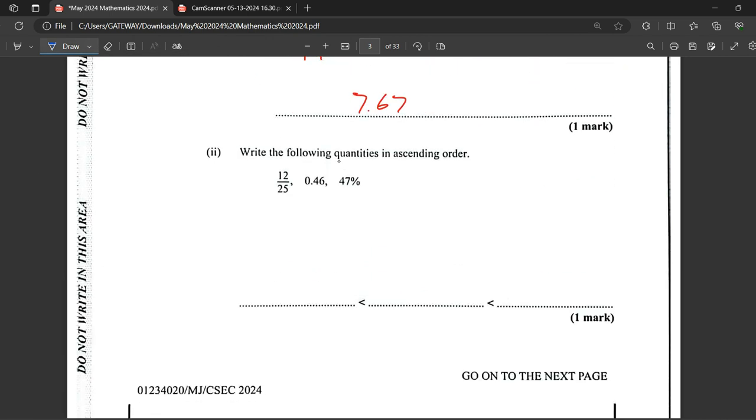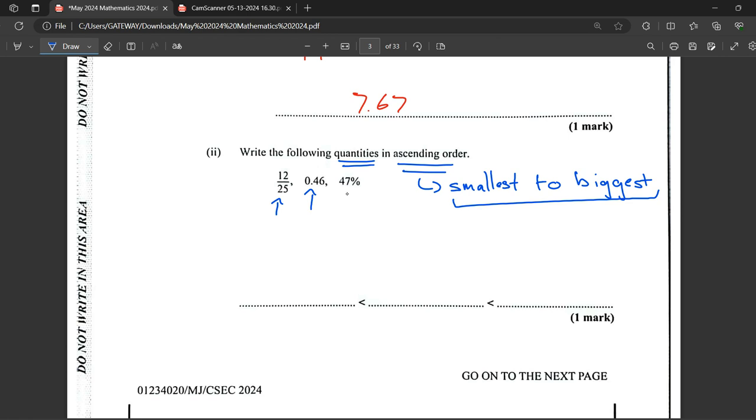Now they say write the following quantities in ascending order, which means smallest to biggest, smallest to largest, right? Same thing. So just by remembering the definition for ascending order, you would have been able to get through with this. But they are written in different forms. 12 over 25 is a fraction, 0.46 is a decimal, 47 is a percentage. You want to write all the terms here in the same form.